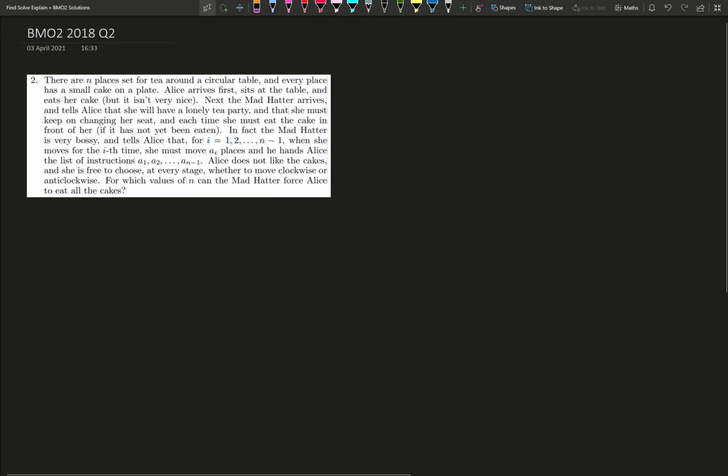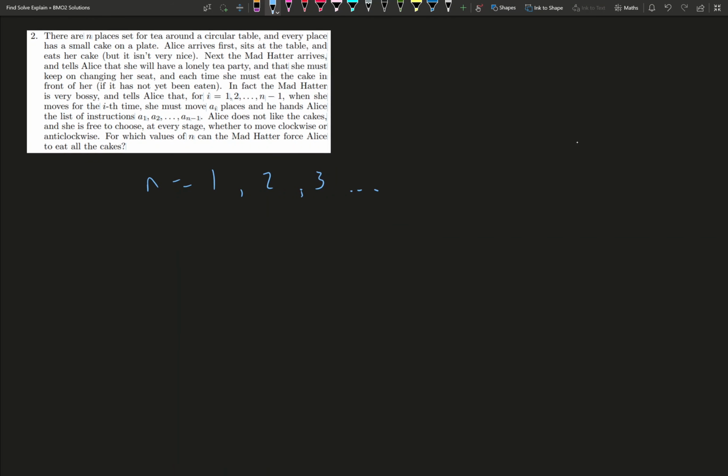I wasn't really sure how to think of this problem, so I started by just using n equals 1, then 2, then 3, and just going up using small numbers. So when n equals 1, it's very obvious. Alice eats the cake and she immediately loses, where the Mad Hatter wins if Alice eats all of the cakes. Then for 2, all the Mad Hatter has to do is give her a slip which says 1, because she eats this one and then this one.